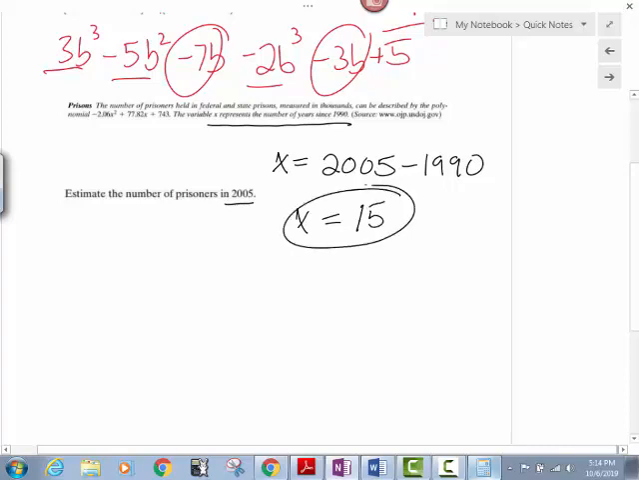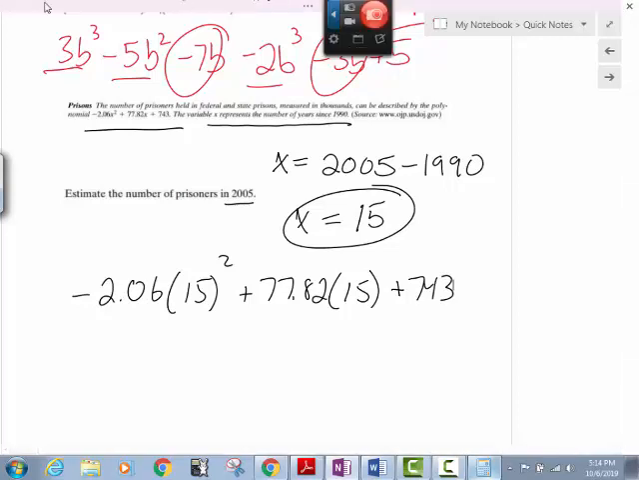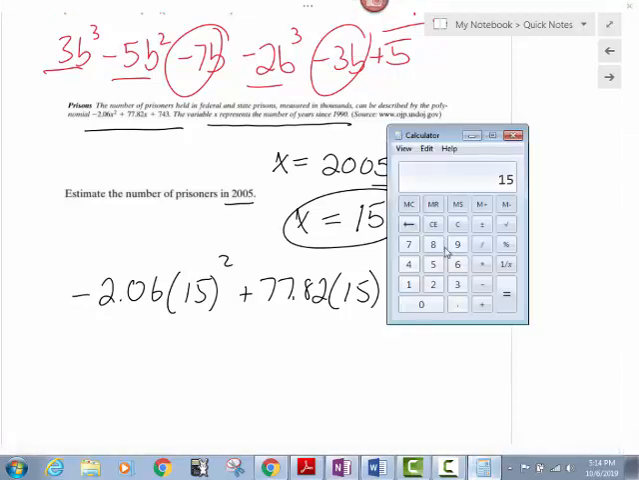And what we're going to do is come back to this expression right here. And everywhere we have the letter x, we're going to plug in the number 15. So we're going to go slow here. So negative 2.06 times 15 squared, plus 77.82 times 15, plus 743. Okay. So the first thing I've got to figure out is what's 15 squared. So 15 times another 15 is 225.